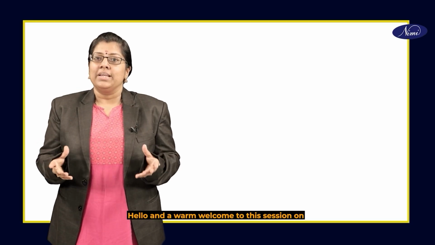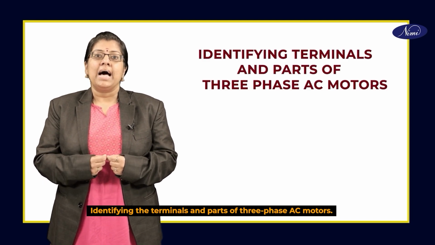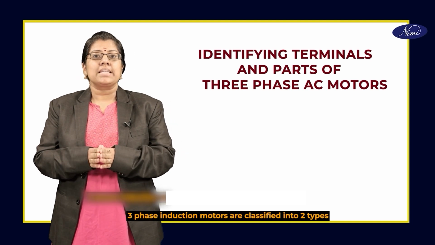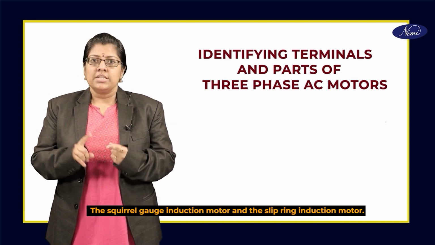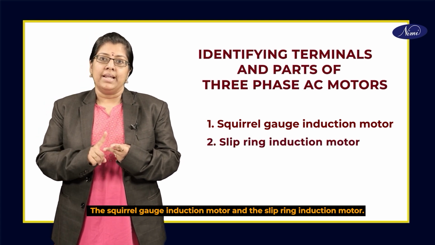Hello and a warm welcome to this session on identifying the terminals and parts of three-phase AC motors. Three-phase induction motors are classified into two types: the squirrel cage induction motor and the slip ring induction motor.